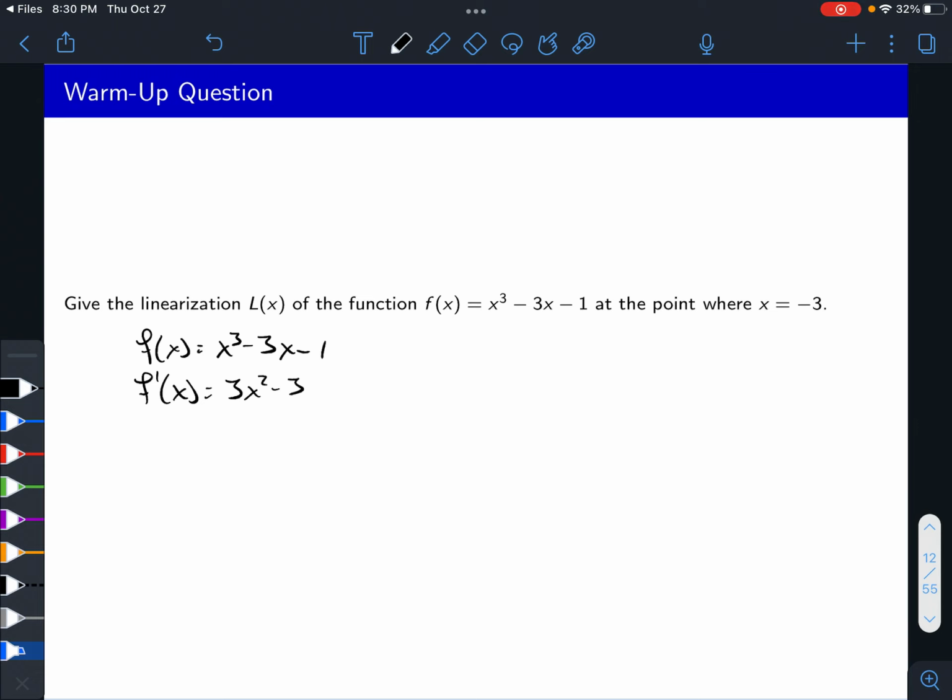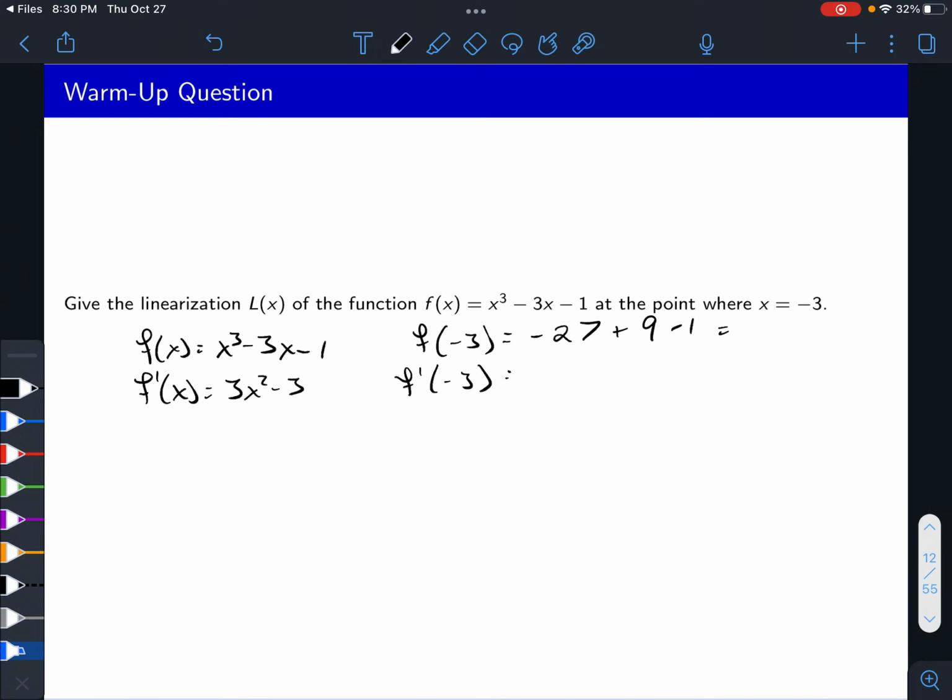So your derivative should be 3x squared minus 1. And the two things that we're going to need to find are f of -3 and then f prime of -3. And then put those into our tangent line equation. f of -3 would be equal to -3 cubed minus 3 times -3 minus 1. -3 cubed would be -27 minus 3 times -3. That would be like plus 9, the negatives cancel, and then minus 1.